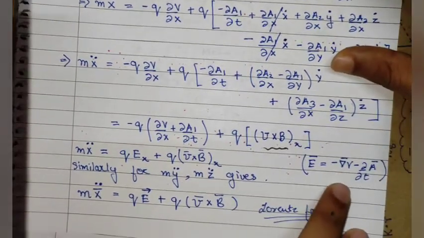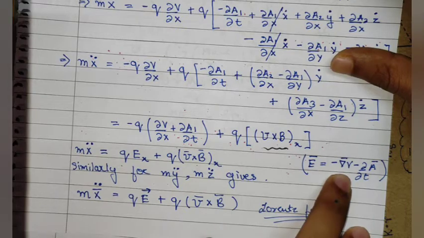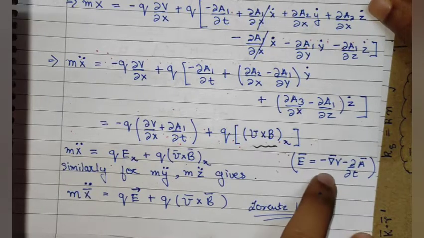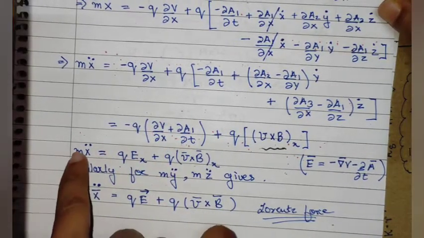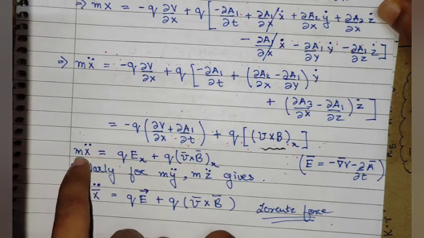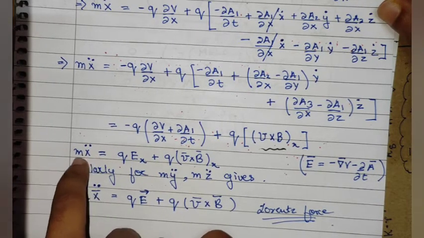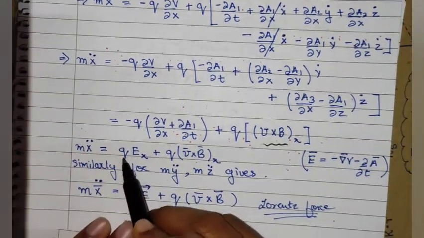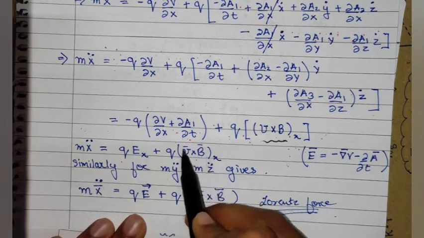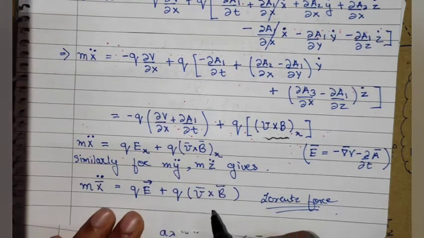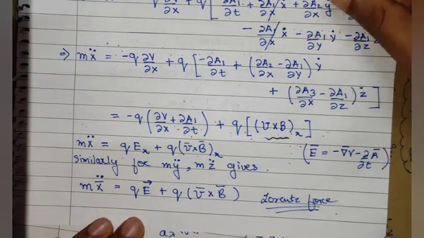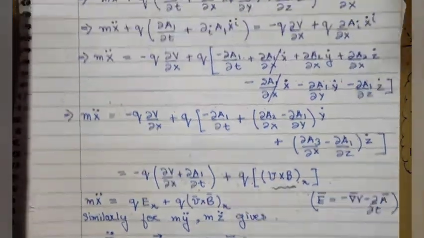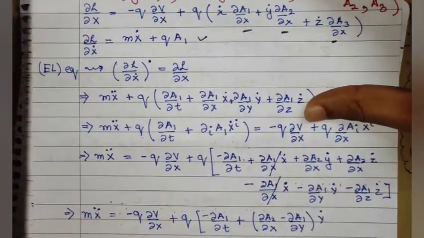Now remembering how we define the electric field to be the negative of the gradient plus the time derivative of the vector potential, we can see that m x double dot, which is the force associated with a particle, in the x direction is equal to the charge times the electric field plus q v cross B, the x component. A similar equation will hold for the y and z components, and this will finally give us the form of the Lorentz force. So this was the derivation of the Lorentz force.